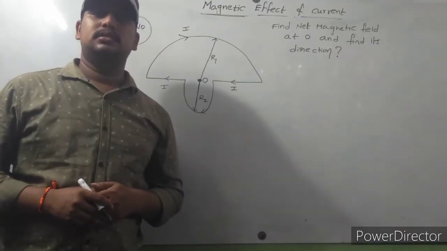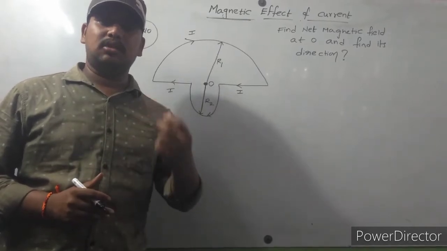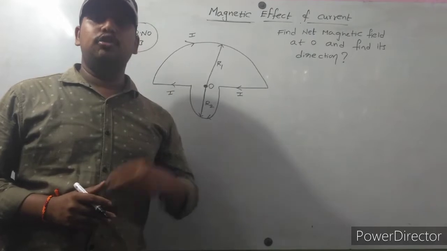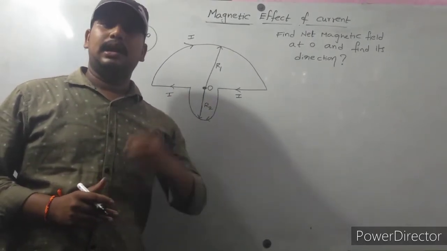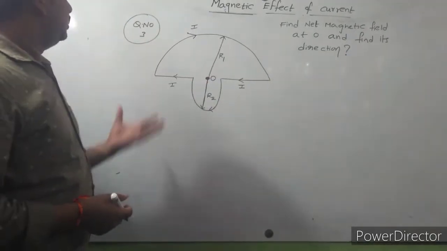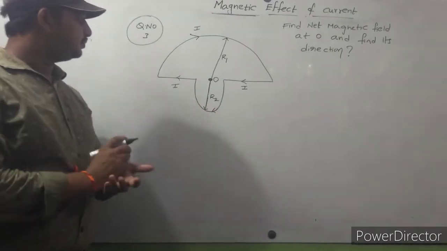Hello dear student. Continuing my lecture on numericals on Biot-Savart's law, that is, numericals based upon magnetic field due to a current carrying arc. So observe carefully. This is question number 3. Observe the diagram.